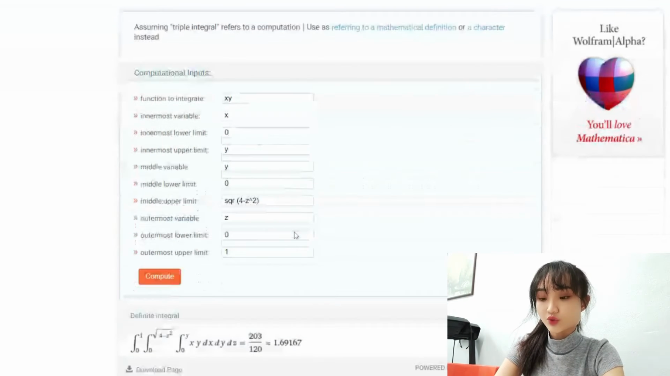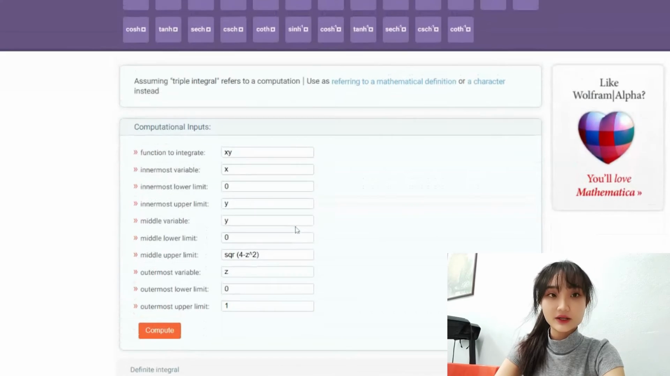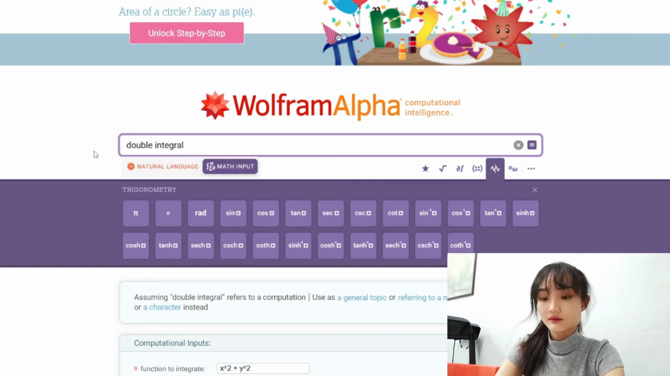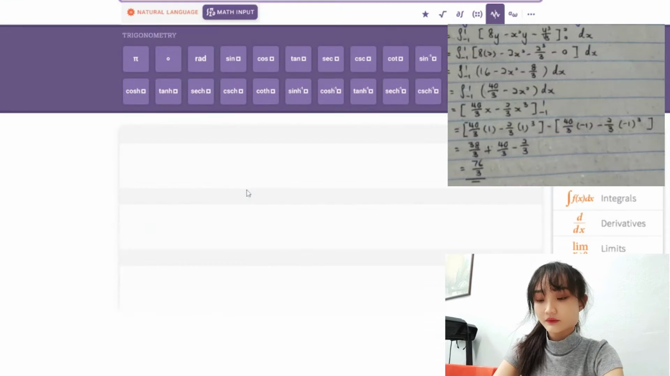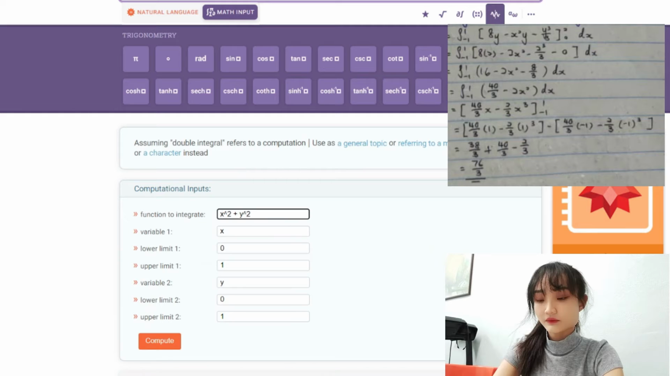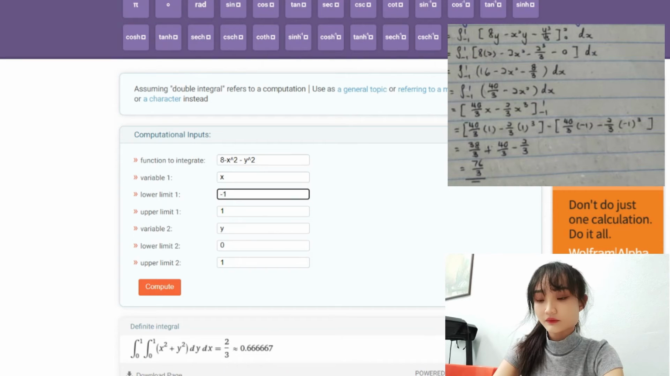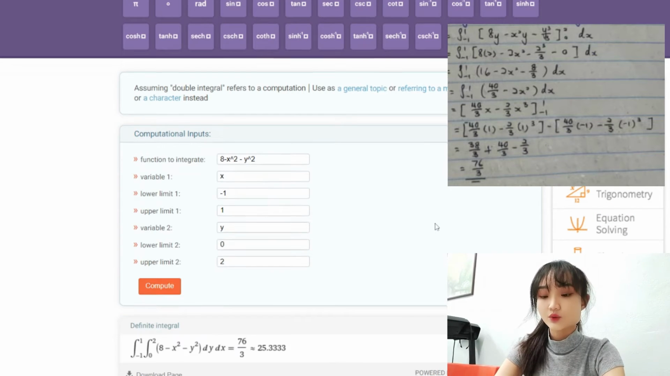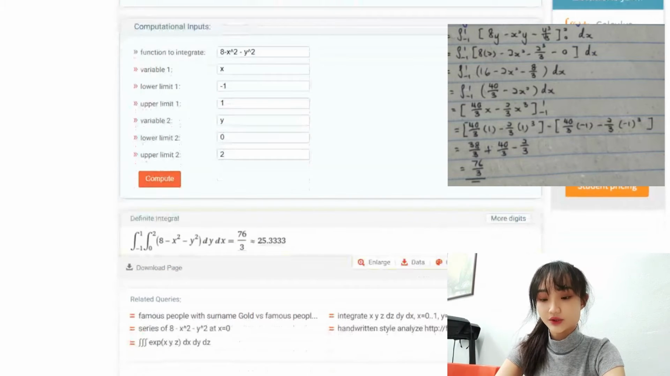So for question 2, we are going to use double integral. So we type in double integral and we type in all the values that we want. And we will get the same answer as we calculated manually, which is 76/3.